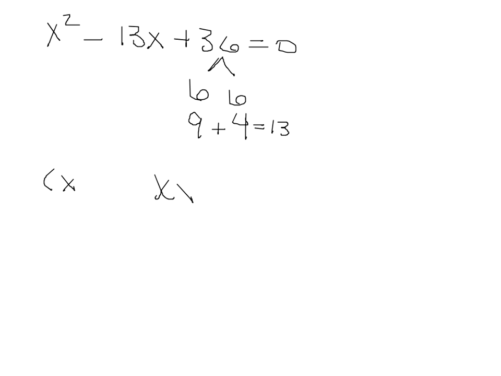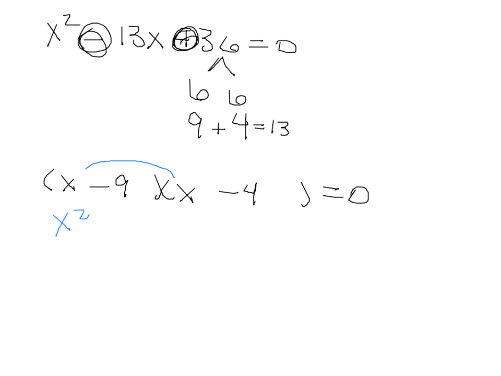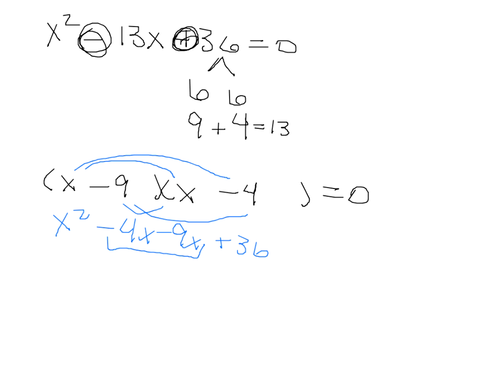So x, and now both of the signs, so we look here, both of the signs are the same, and they're both negative. So this is going to be x minus 9 and x minus 4. Let me get my other color here real quick. We'll check. x squared minus 4x minus 9x plus 36, and there's our minus 13.